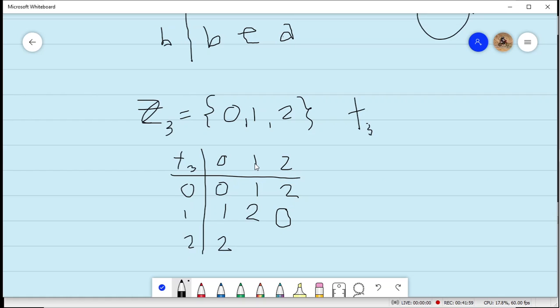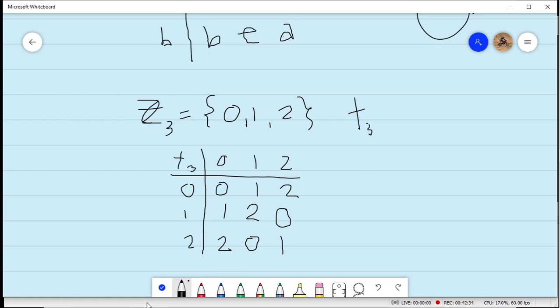Then 2 plus 1 is 3, which would yield again a remainder 0. 2 plus 2 is 4. So the remainder would be 1 when it's divided by 3. Okay, so you see that all results are found in this set. And since addition is associative, and there is a 0 in each row, there is a 0 in each column, meaning this is an operation that describes a group structure.